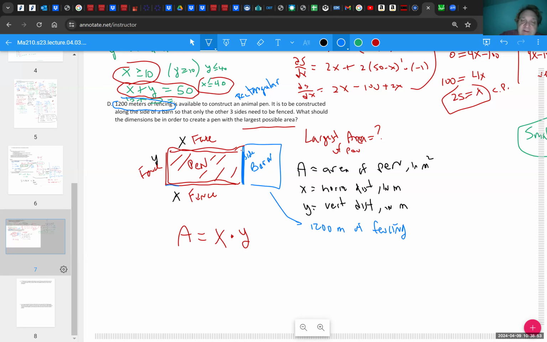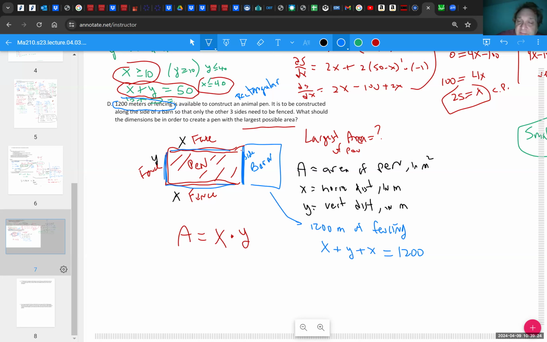So this is fencing, this is fencing, and this is fencing. There's 3 sides that need to be fenced. So 1,200 has to be the fencing for those 3 sides. So we have X amount of fencing on the top, we have Y amount of fencing on the vertical side over here on the left, and we have X amount of fencing for the bottom. So we know that X plus Y plus X, that distance plus that distance plus that distance, has to be 1,200.